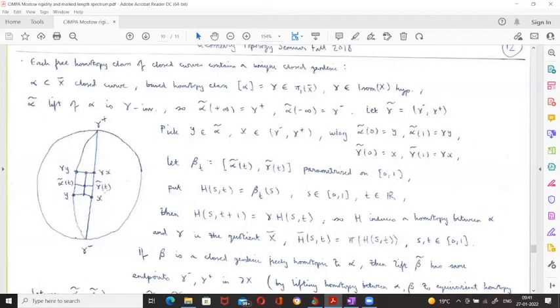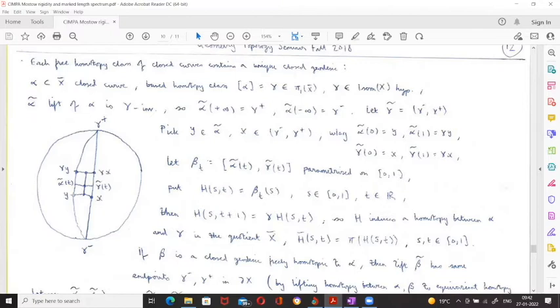So you choose this point y in alpha tilde, and you choose any point x in gamma tilde. And then we look at gamma y and gamma x. So we parametrize alpha tilde and gamma tilde such that alpha tilde goes from y to gamma y as t goes from 0 to 1, and gamma tilde goes from x to gamma x as t goes from 0 to 1. And then for any t between 0 and 1, we join alpha tilde of t to gamma tilde of t by the unique geodesic in X. And I do this for all t now.